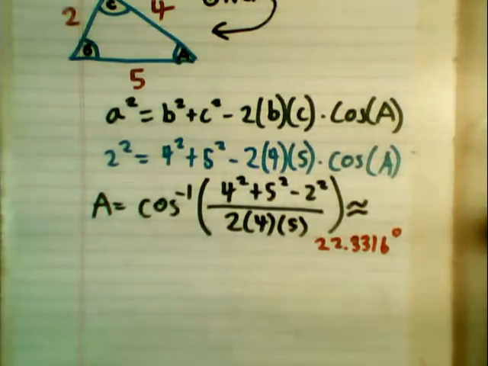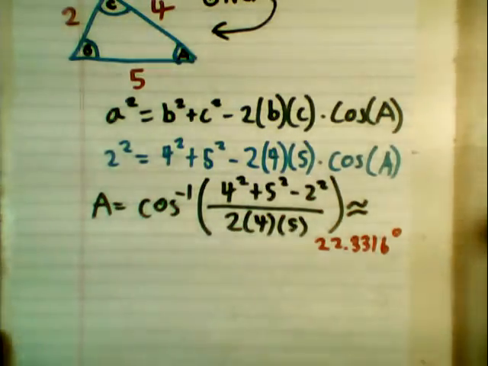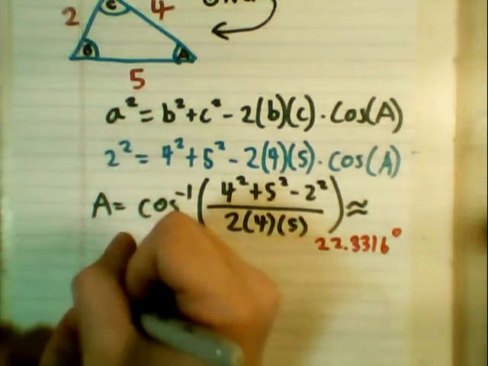When you enter it, make sure you round to however many decimal places it wants. Now that we know one angle, we still have to find another one before we can just subtract from 180. So let's go ahead and find angle B.